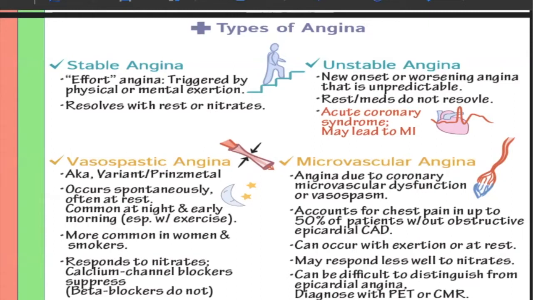This one is a form of unstable angina. It occurs at rest, most often between midnight and 8 in the morning. This one is a result of coronary spasm. Okay, now let's move on to the next one.